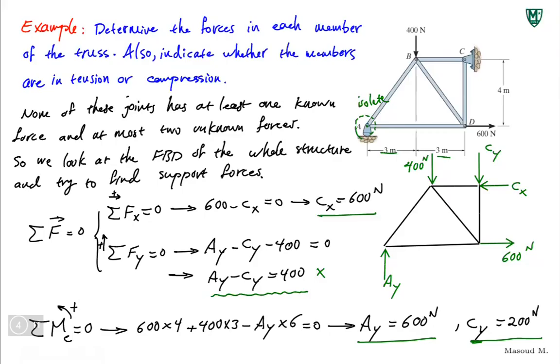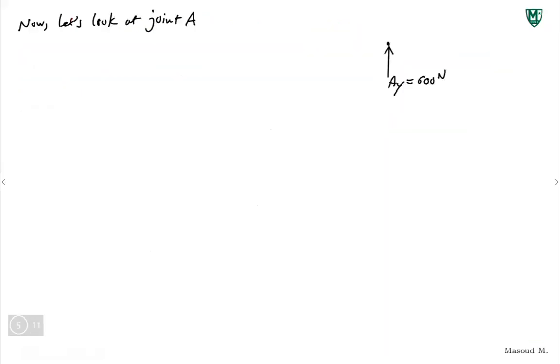Now, in this case, let's go with member AB, right? 400 Newton is pushing it downward, and it's fixed there at point A. Can't go down. It can only go this way. So if we have this one downward and this one cannot go down, what ends up happening is that this member AB is under compression. If it's under compression, it means it's applying a force in this direction to joint A. I'll call this FAB.